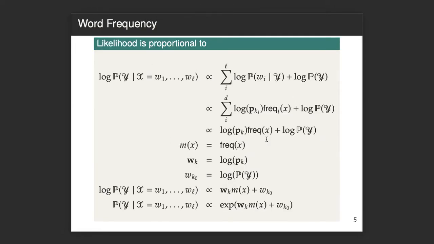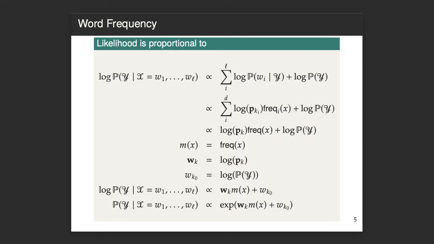Now, let me talk not about how we can estimate the parameters, but about what we can do with the parameters once we have them. So let me talk about the prediction. It's not the likelihood that is proportional, but the posterior is proportional to this equation, to this part.